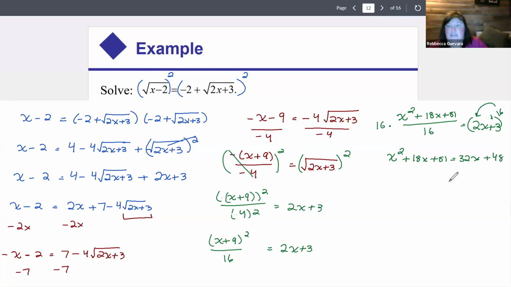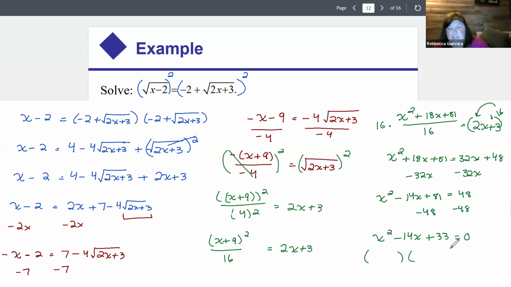Make sure I got my numbers right. Yes. Then, like I said, we've got a polynomial. So just set one side equal to 0. I'm going to subtract 32x from both sides. So x squared minus 14x plus 81 equals 48. Then I'm just going to subtract my 48. So I get x squared minus 14x plus 33 equals 0.